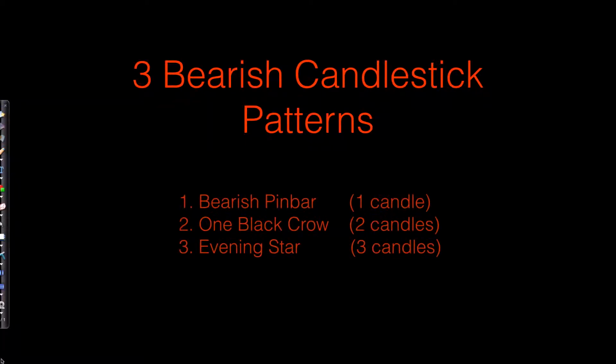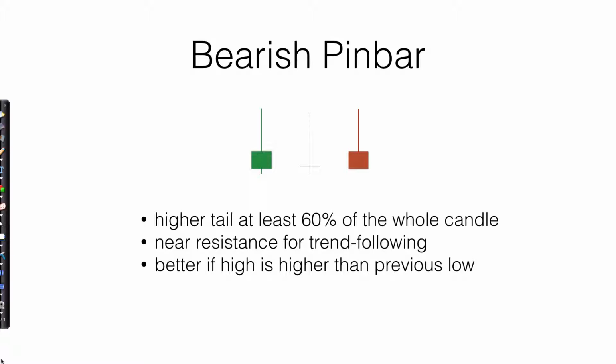Let's start with the first one, the bearish pin bar. How can we identify a bearish pin bar? If you look at the picture, it's actually the reversal of the previous one. So how to identify the bearish pin bar? Well, we want to see the tail of the candle to be at least 60% of the whole candle. And if you remember from last time, we were looking at the lower tail.